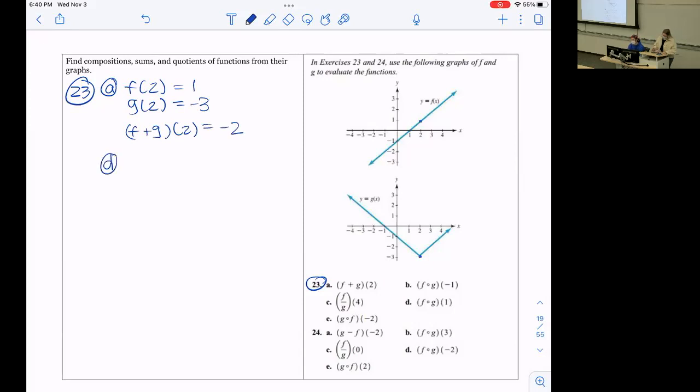And then for D, f of g of 1. First we need to find g of 1. And g of 1 is -2. So we will actually be finding f of -2 because we are substituting that -2 in for this g of x right here, or g of 1. And f of -2 is -3. So f of g of 1 is -3.